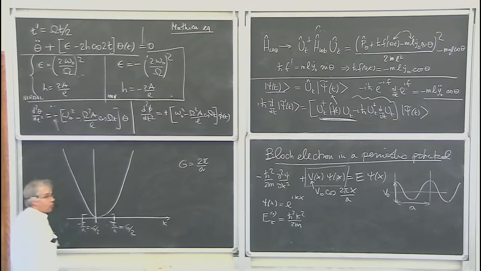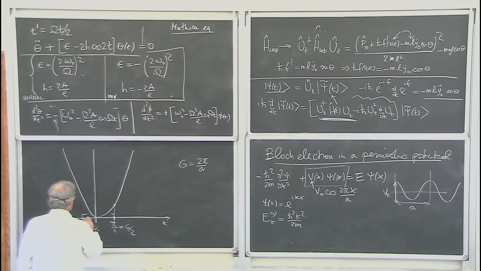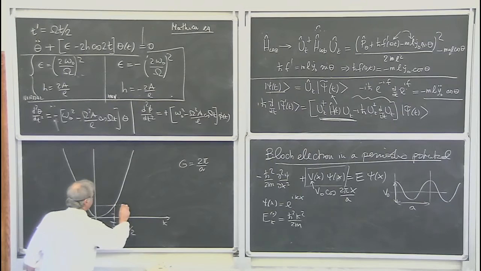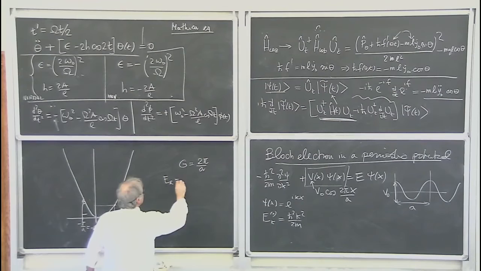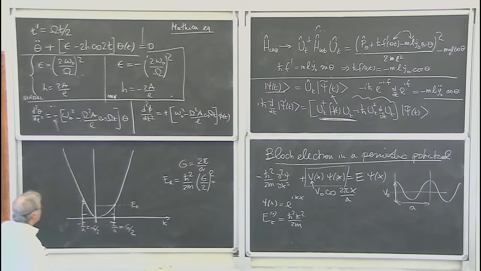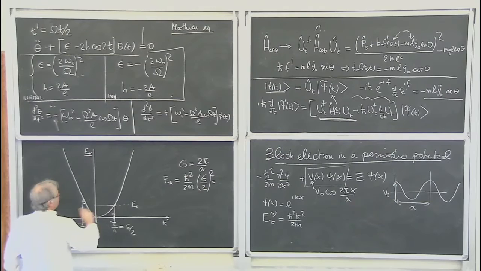Now how much is the energy at the border of this Brillouin zone of the potential that I'm about to turn on? Well, it is called the recoil energy. You can calculate the recoil energy is just equal to ħ² over twice the mass times (G over 2) squared, so (π over a) squared. Fantastic. So if I plot E(k) in units of the recoil energy, this would be 1.